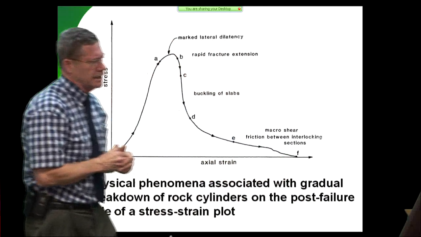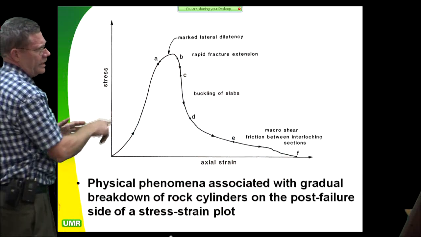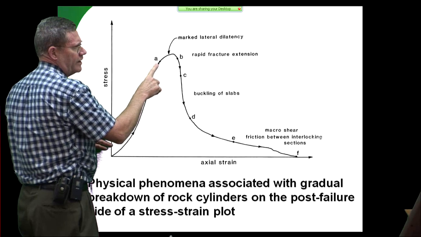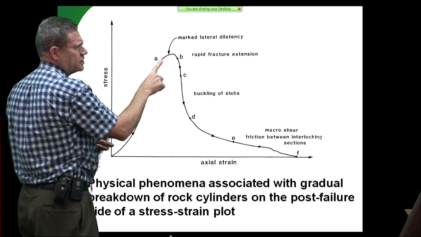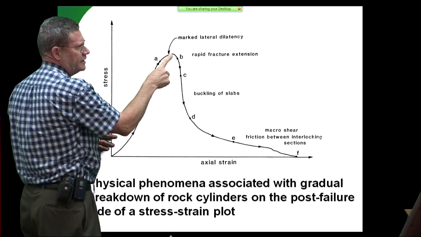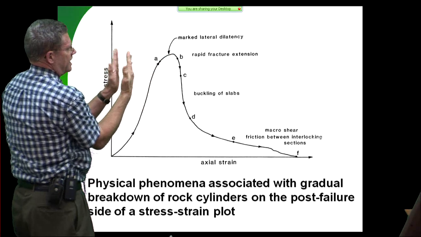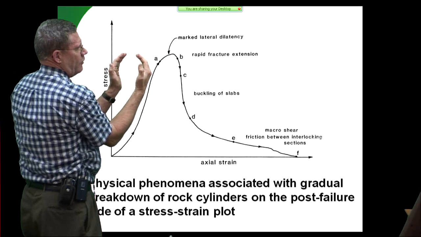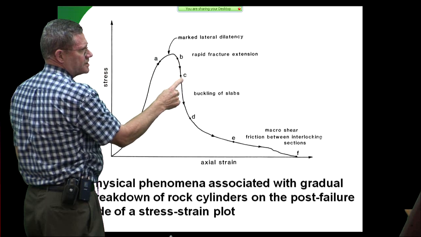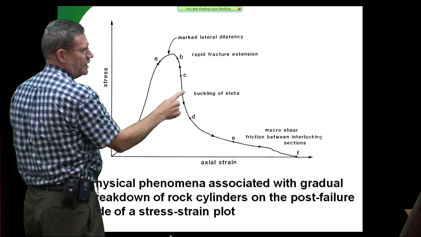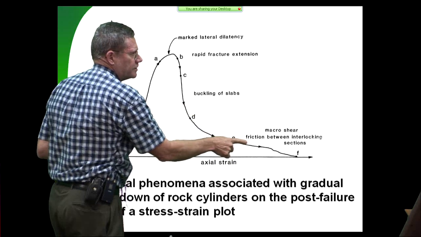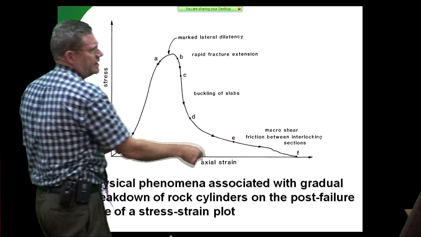So if we look at the physical phenomena going on in a full range stress strain curve, we see at point A, we start getting a lot of micro fissuring, so we're losing our modulus. Right here, we start getting a very marked lateral dilatancy. So the sample's trying to bend outward. It's dilating. And then right about B, we get rapid fracture extension. And this comes down very, very rapidly. Then we get buckling of the slabs. And then down here, we get the macro shear friction between interlocking sections in this tail zone.